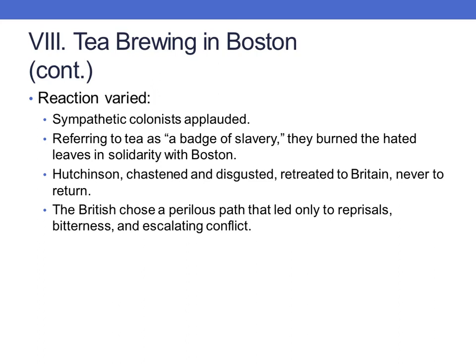Now, more of that information will be in the next slideshow. So as it says right here, referring to tea as a badge of slavery, the Bostonians really went overboard. Hutchinson, chastised and disgusted, retreated to Britain, never to return. Remember, they ransacked his house, all that kind of stuff. And the British chose a perilous path that led to reprisals, bitterness, and an escalating conflict. So this will be continued in lecture number 10.